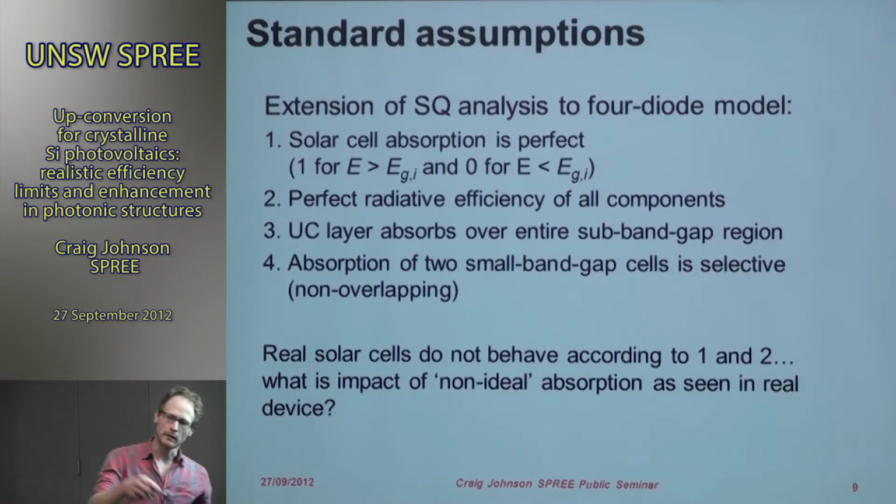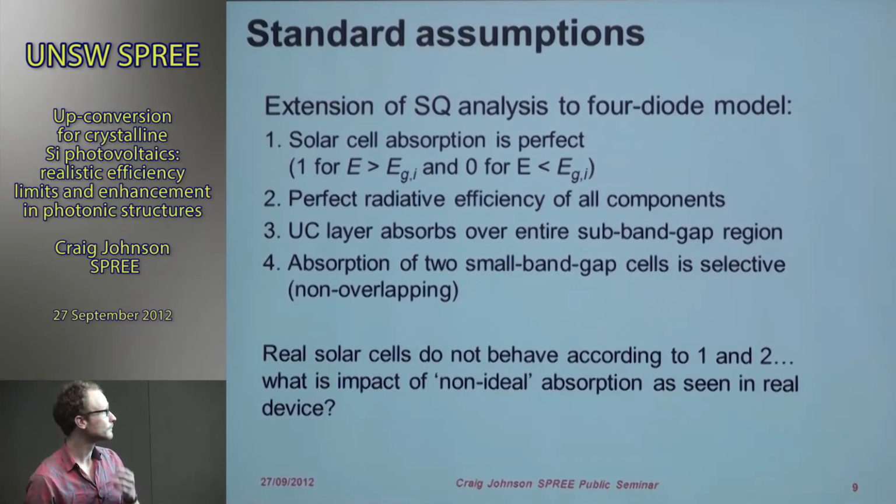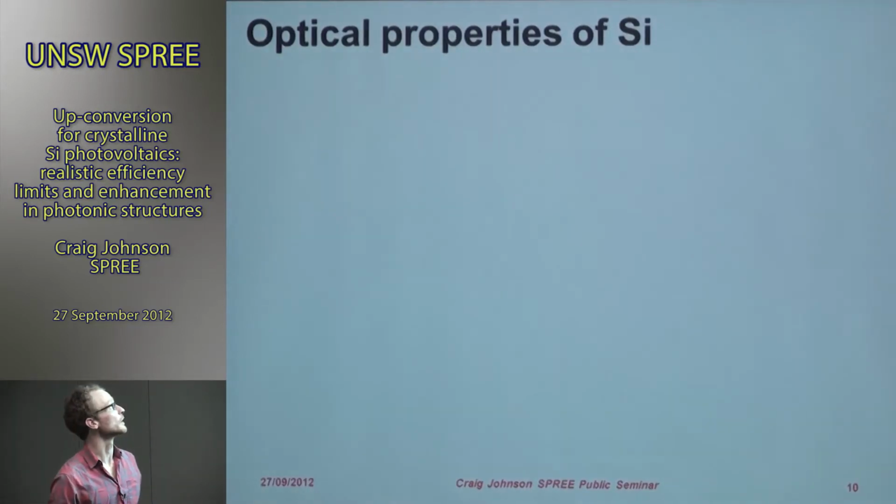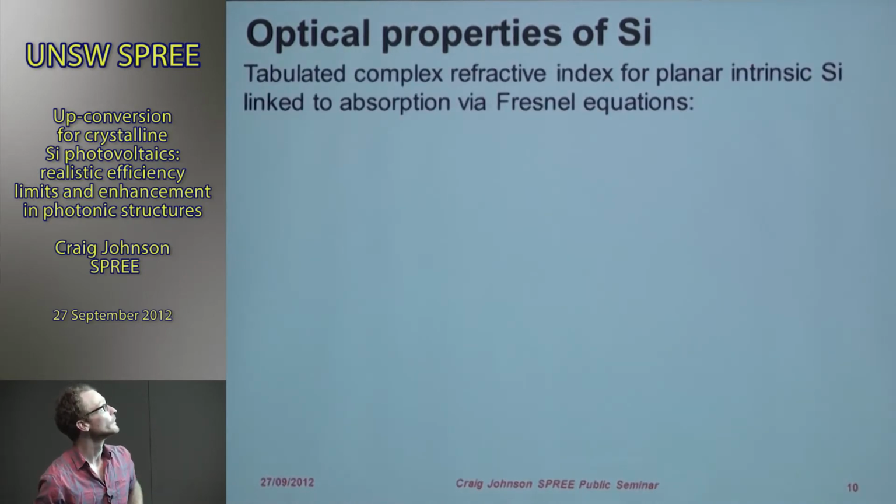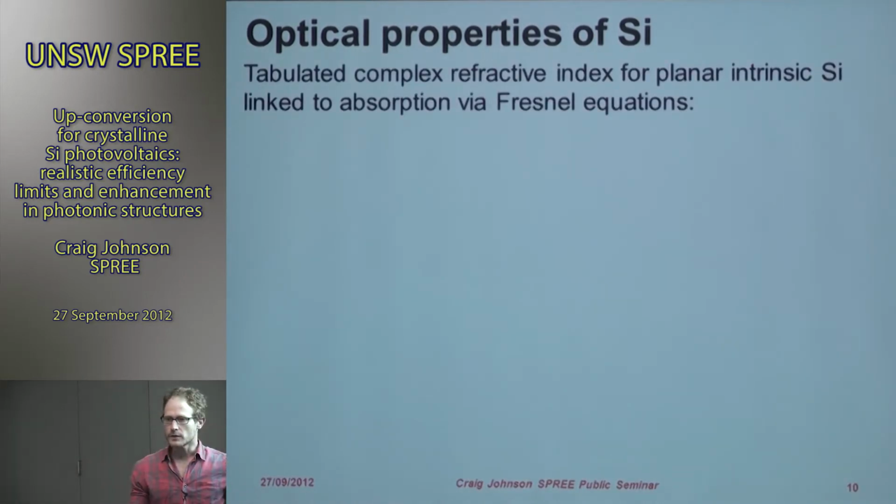So is there a way that we can simply incorporate non-ideal absorption and non-radiative efficiency, as you see in the real device, into the upconversion detailed balance analysis in a way that's generalizable? At least I thought that was an interesting question, so let's see if you think so. So I think that you can do this simply by altering the optical model that you use in a detailed balance analysis.